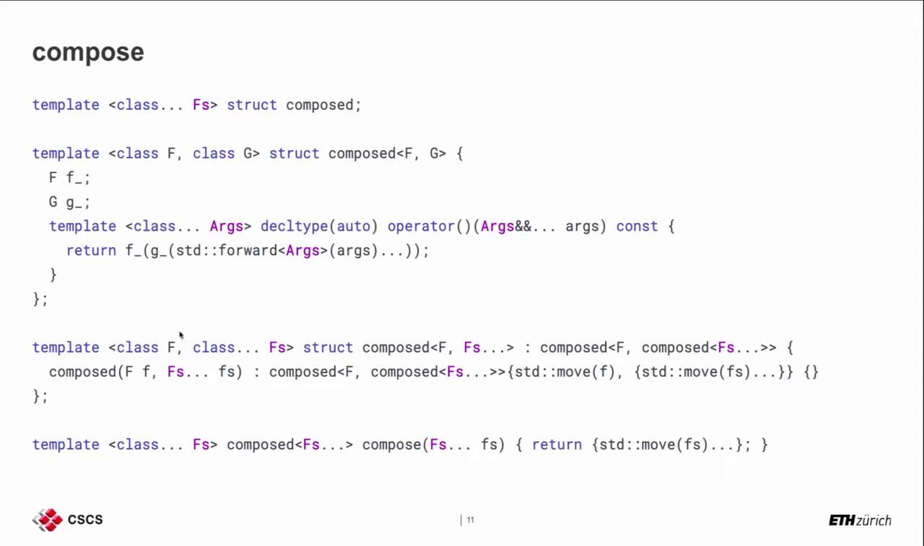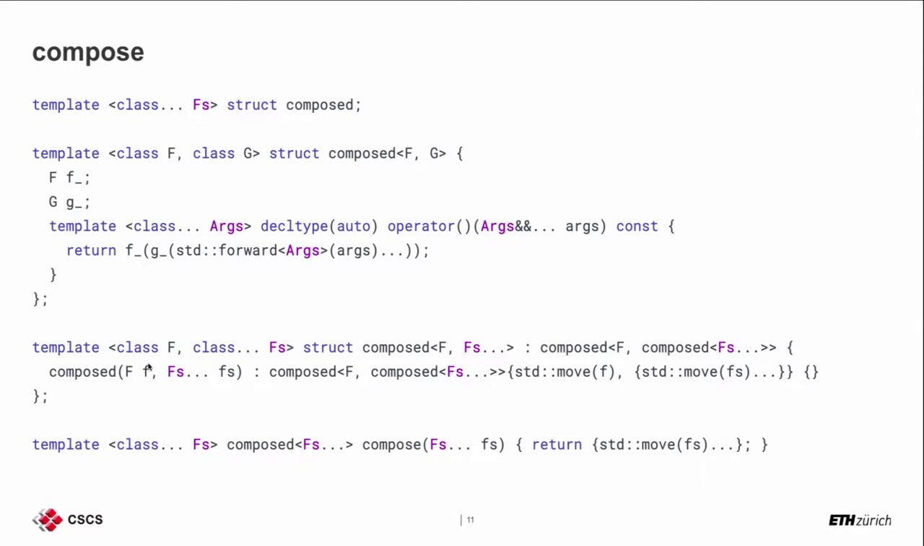Now this is the general case when we have first function and other functions. What we do? We compose the first function with the composition of the rest. And we just inherit from the composed of the two elements. And so operator is in place.